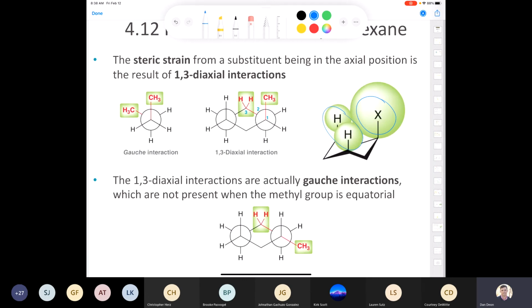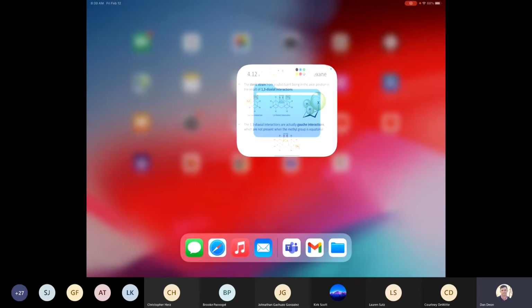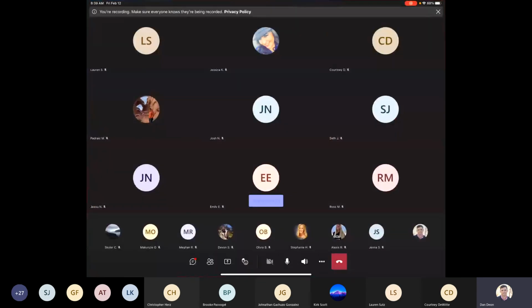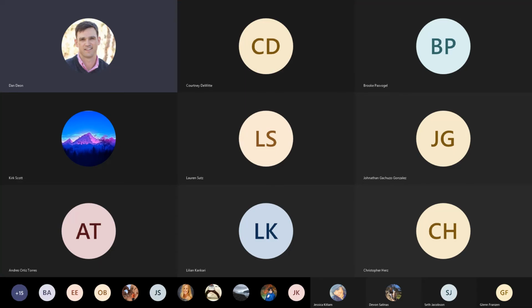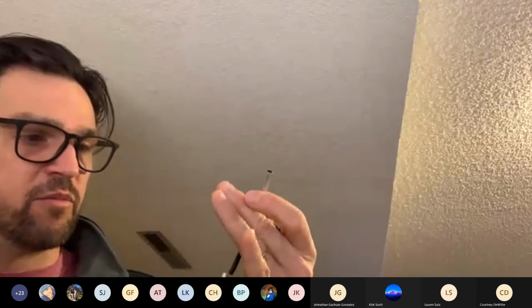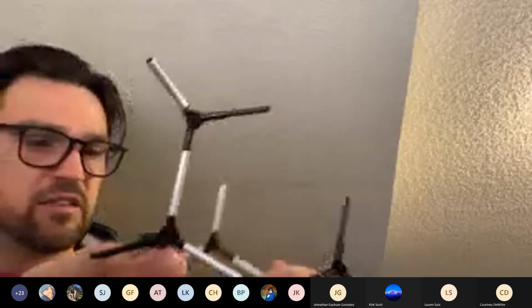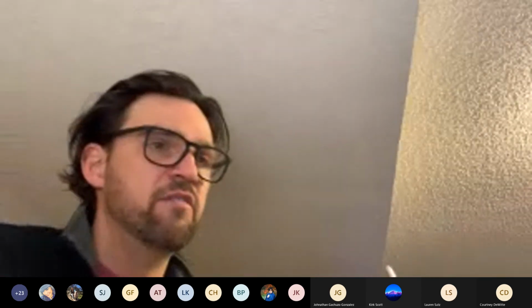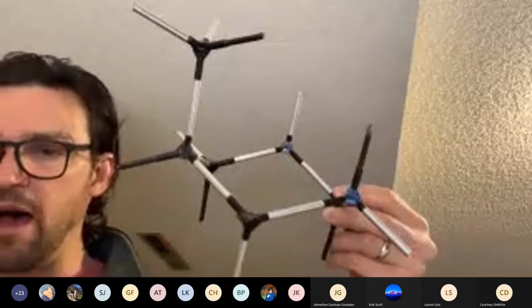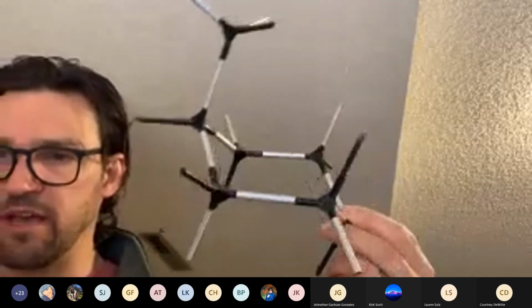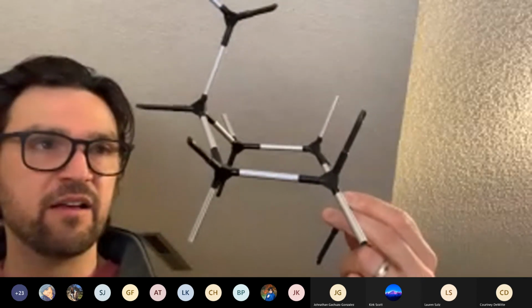So let me go back to my models. Where are my models? Okay. Let's see here. Okay. So if I put, they updated the iPad and now there's two buttons you have to push. Anyhow, here we go. So here's the methyl group. I'll take that oxygen off. Here's the methyl group. It's up and axial, okay, in my chair, okay.